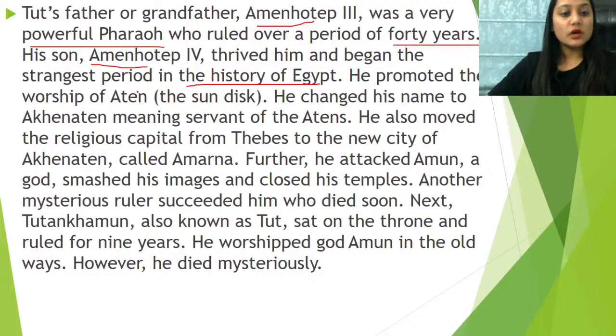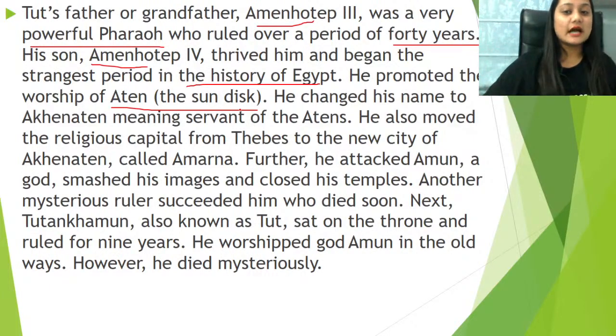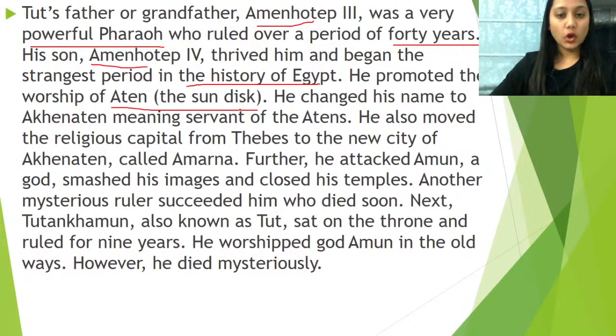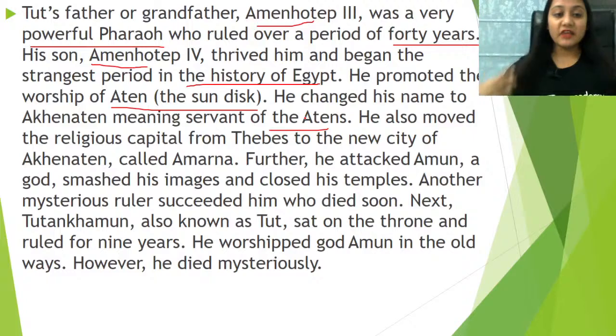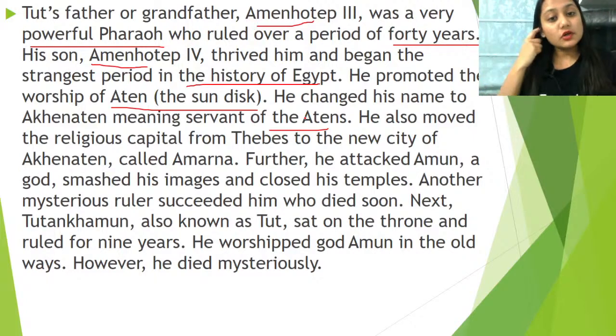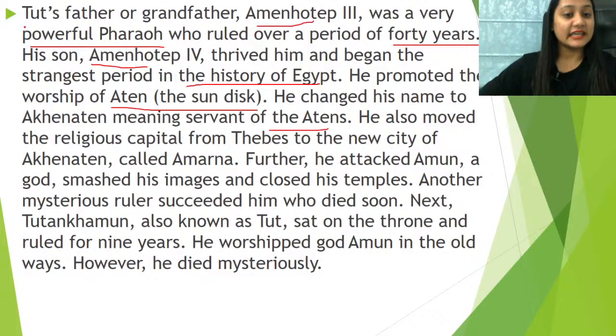He promoted the worship of Aten, the sun disk. This man actually started worshipping the sun god. He changed his name to Akhenaten, meaning servant of the Aten. In fact, he did not destroy the whole process of worshipping; rather, he changed his name also. And now he kept his own name as Akhenaten.